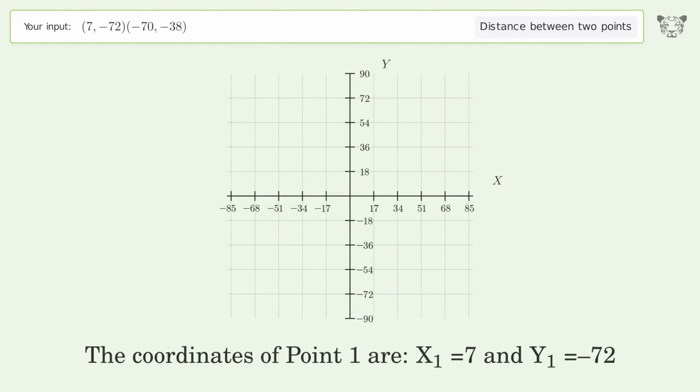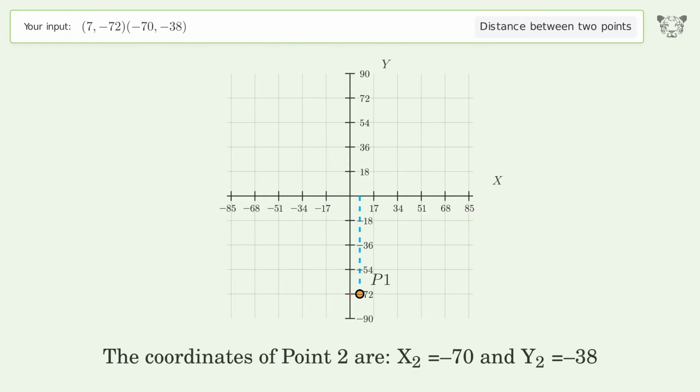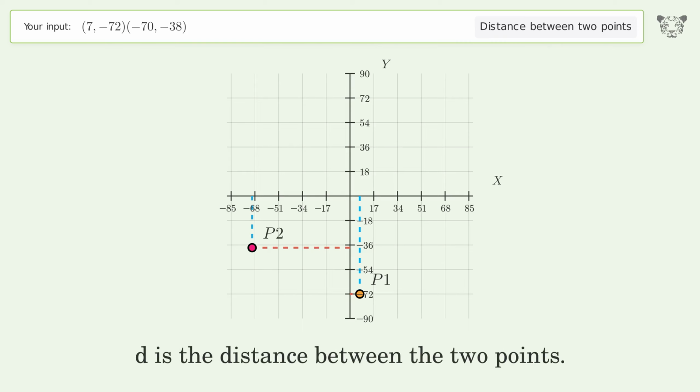The coordinates of point 1 are x1 equals 7 and y1 equals negative 72. The coordinates of point 2 are x2 equals negative 70 and y2 equals negative 38. D is the distance between the 2 points.